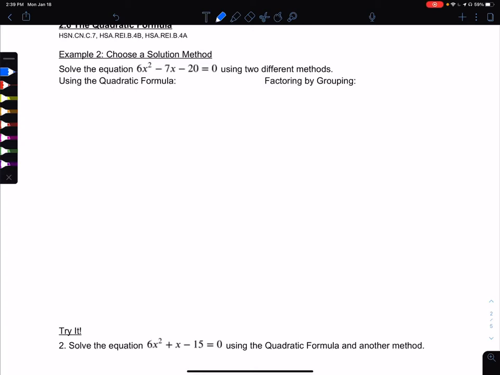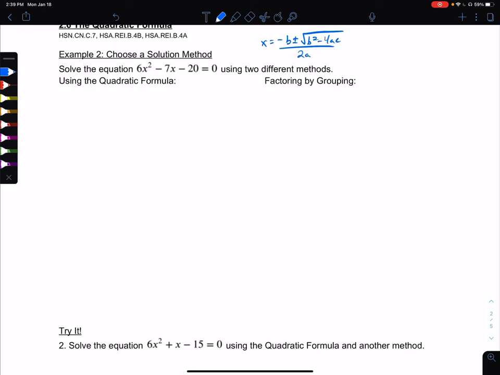Here we're going to look at example 2, choosing a solution method. We're told to solve the equation 6x squared minus 7x minus 20 equals 0 using two different methods. So I'm going to use the quadratic formula and factoring by grouping. Remember that the quadratic formula is x equals negative b plus or minus the square root of b squared minus 4ac, over 2a.